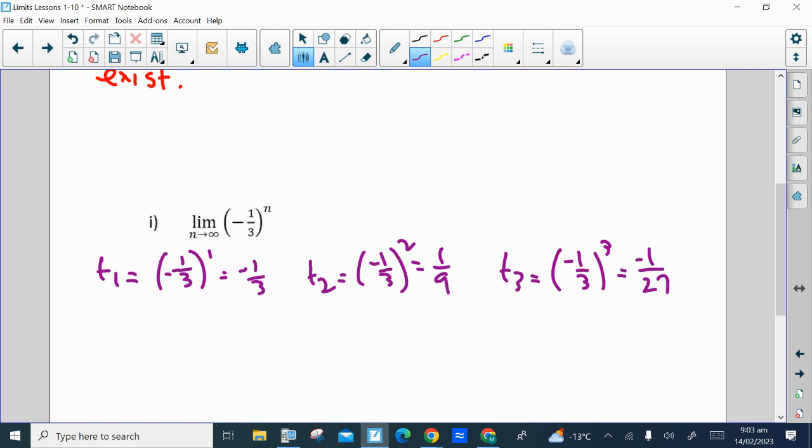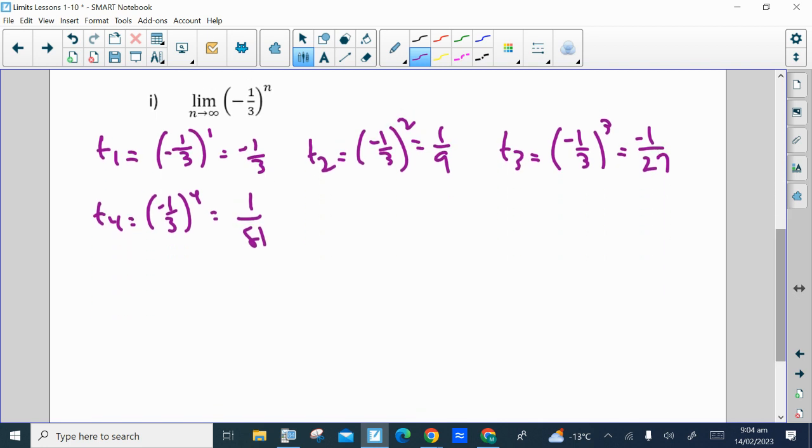So in this case here, it's going from a positive to a negative to a positive, depending on whether n is even or odd. So that'll be positive 1 over 81. In this case, there is a limit. It doesn't matter that the values of the term are changing from negative to positive and then back to negative again. These numbers are approaching 0. And you could see that if you drew a simple graph of this.